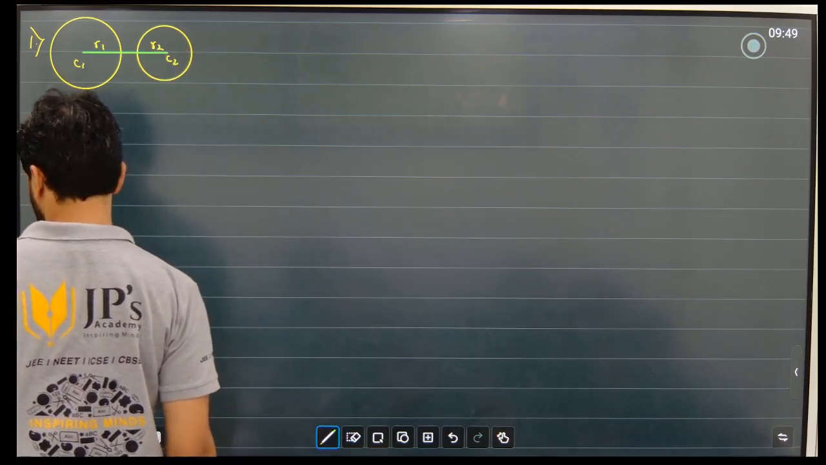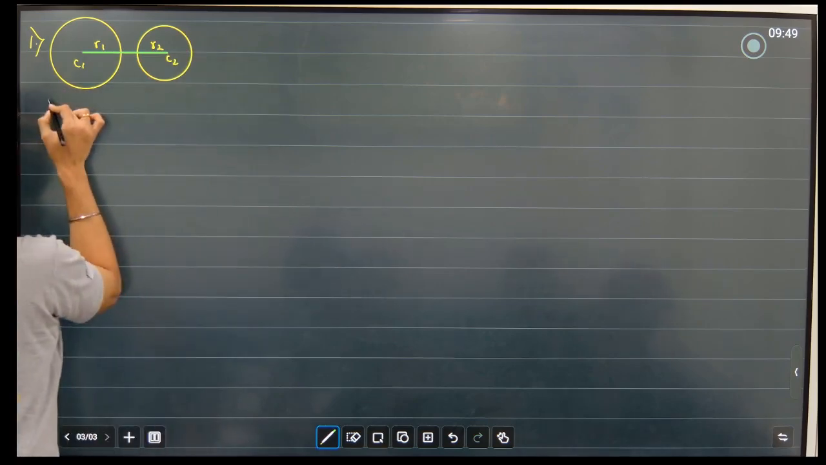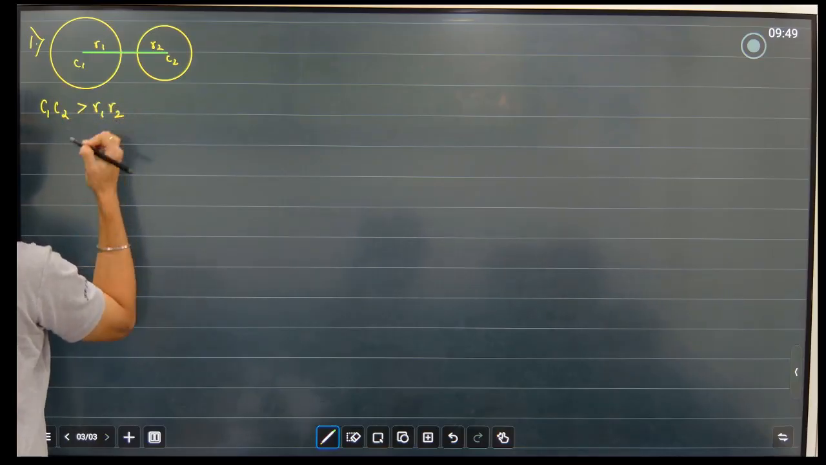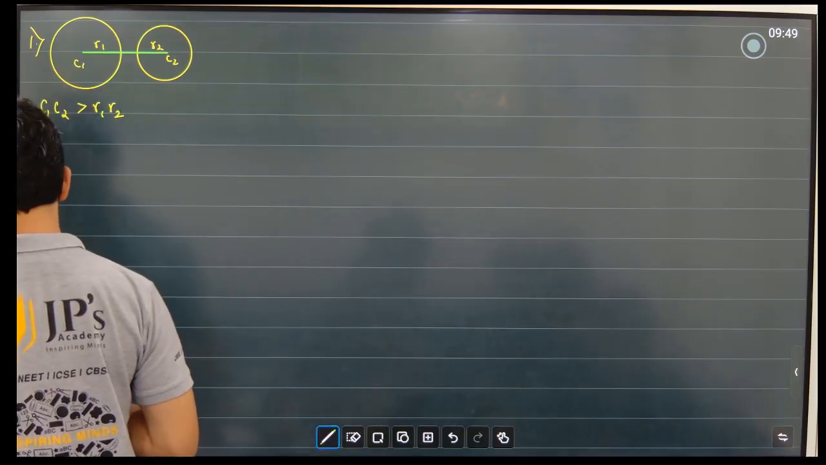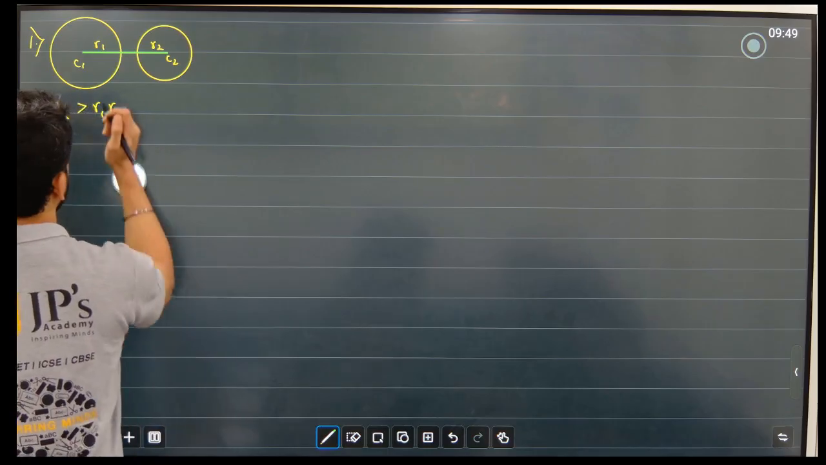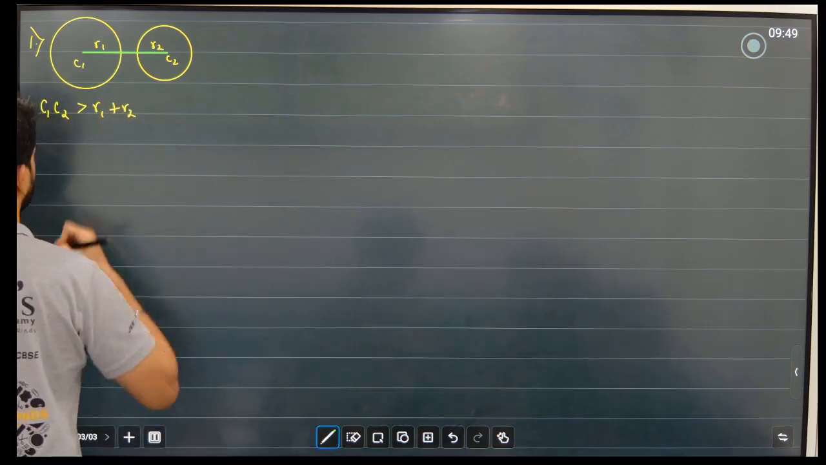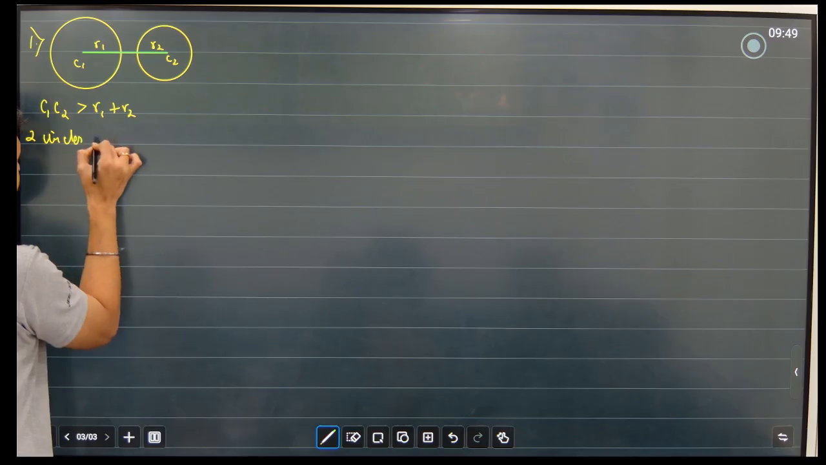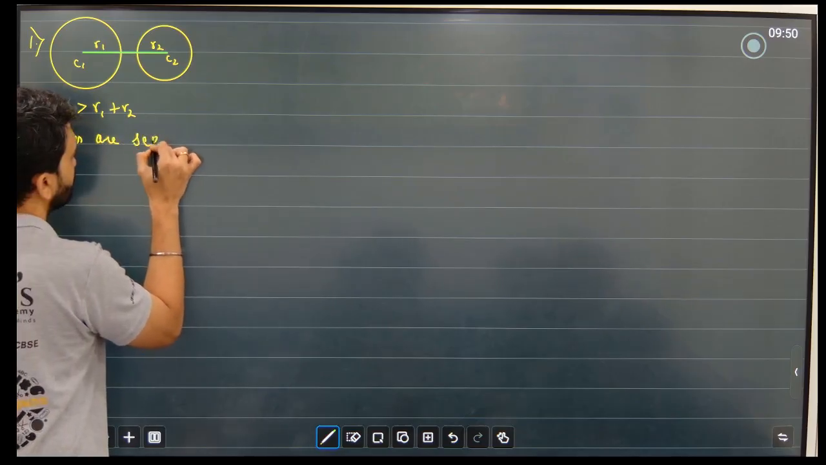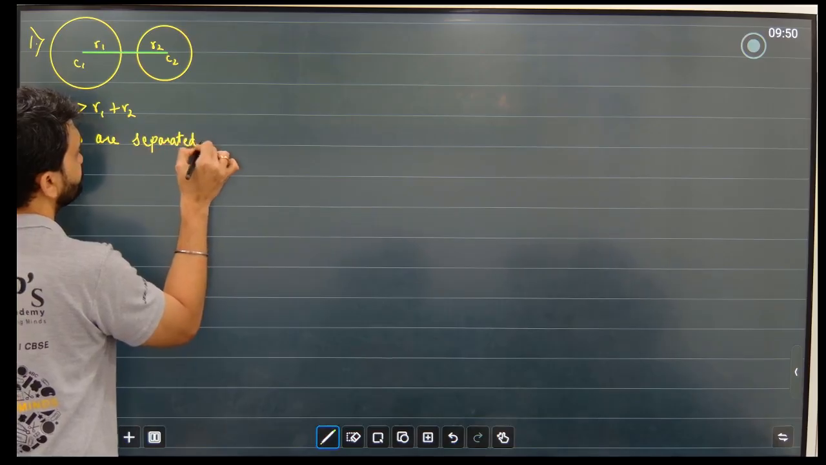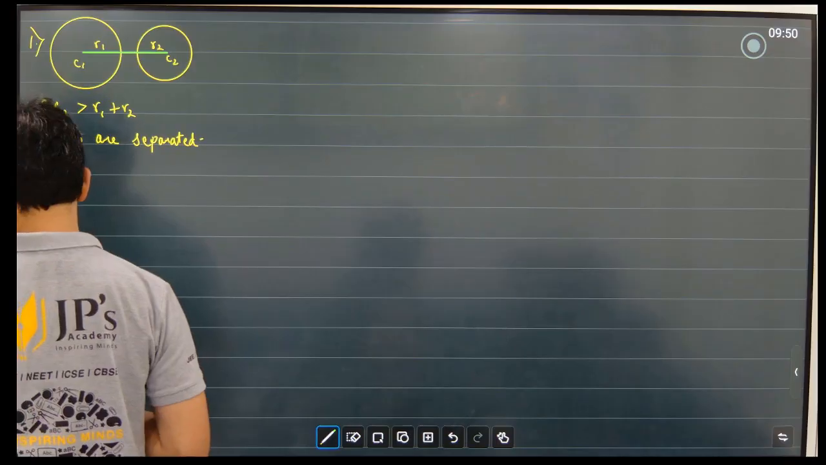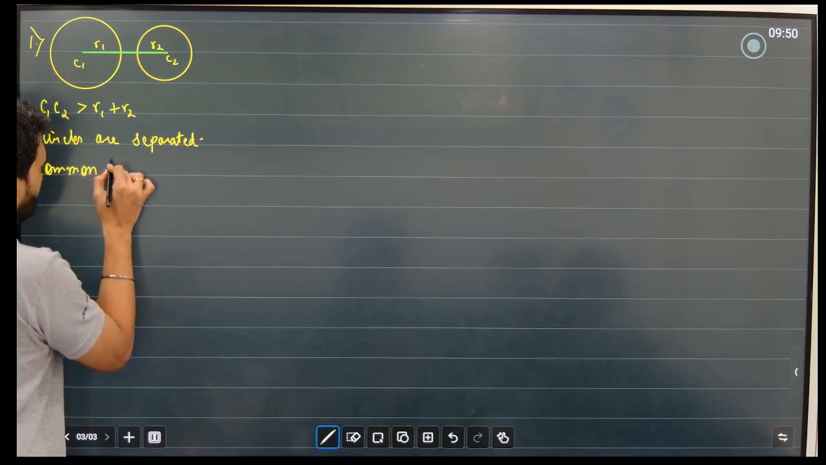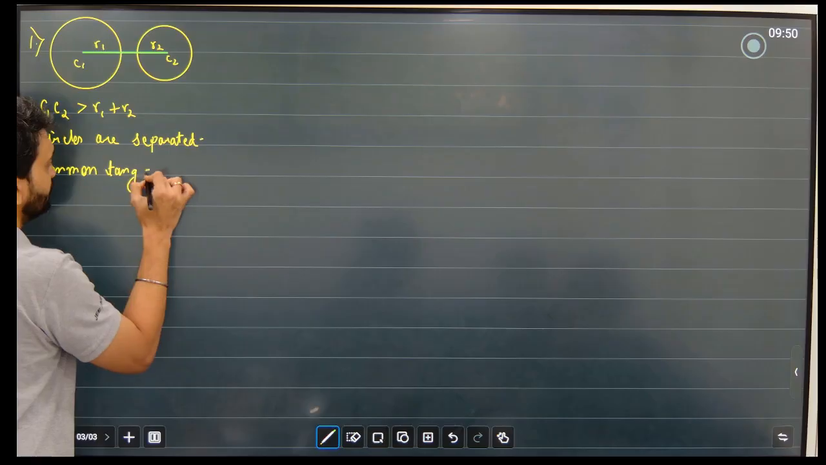Okay, now C1 C2 greater than R1 plus R2. Distance between the centers is greater than the sum of the radii R1 plus R2. Okay, this means that two circles are separated. Therefore, number of common tangents is equal to 4.